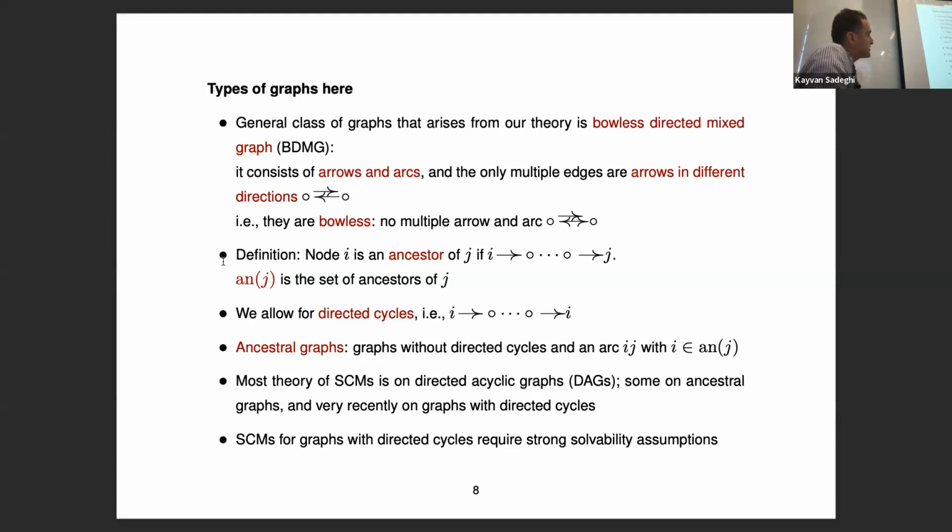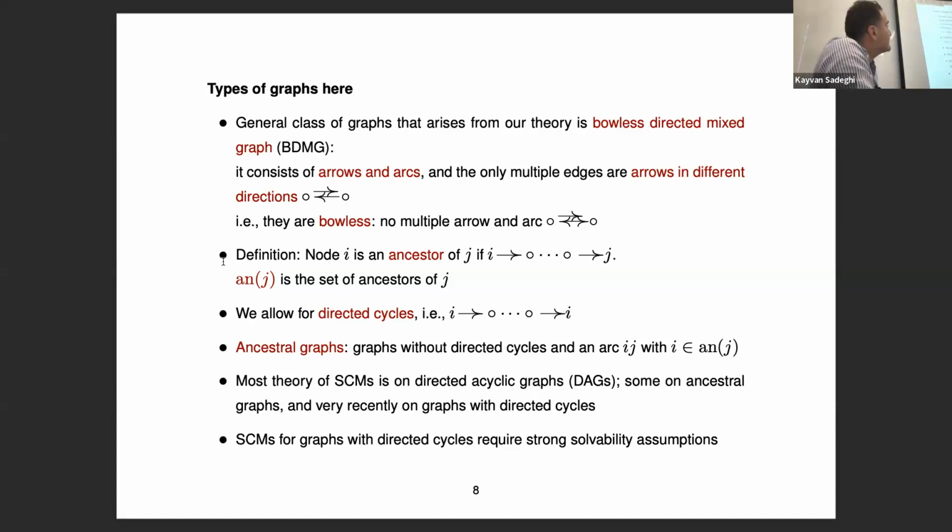So we allow for directed cycles, so you can have a path from I to I. Ancestral graphs are defined by Thomas Richardson. We don't assume this, but theory gets simplified for this. So ancestral graphs are basically graphs that do not have directed cycles, and also they do not have an arc with one endpoint being the ancestor of the other. You do not allow an arc such that one endpoint goes to the other with a directed path.